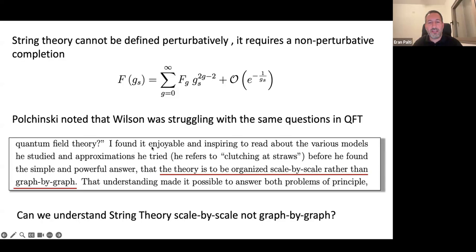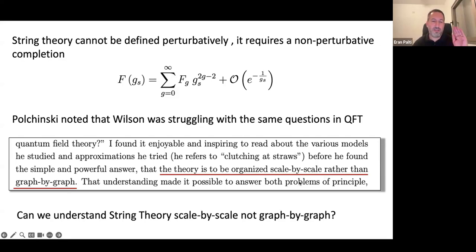This is what Polchinski said. He said, I found it enjoyable and inspiring to read about the various models he tried. He referred to clutching at straws before he found a simple and powerful answer, that the theory is to be organized scale by scale rather than graph by graph. And that's the title of my talk.